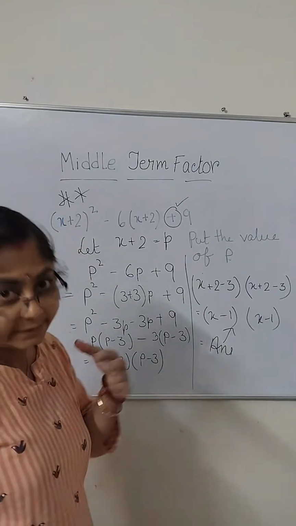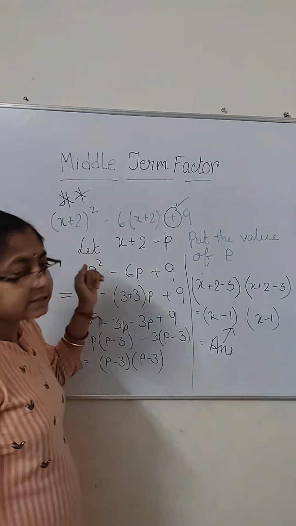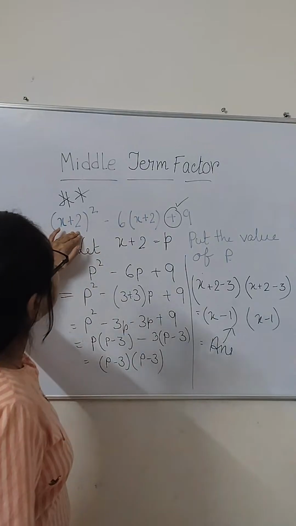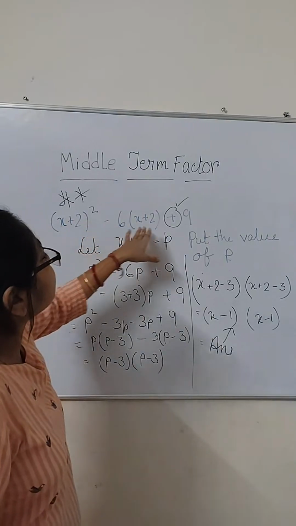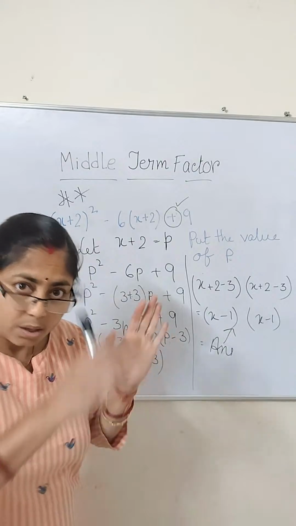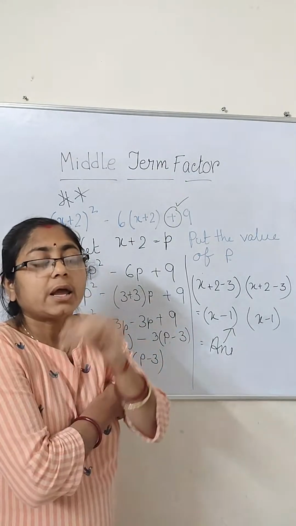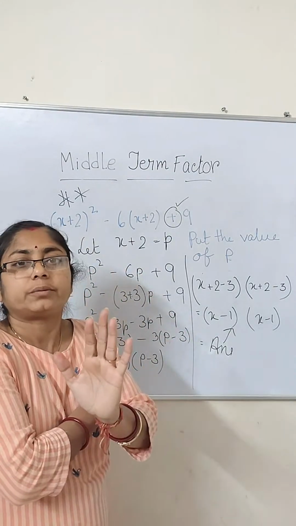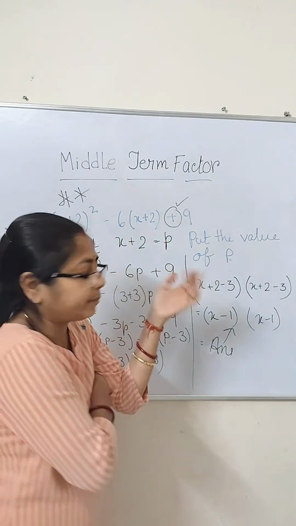One more time I tell the maths. It is quite different maths. Here that is (x plus 2) whole square minus 6(x plus 2) plus 9. Okay, first you check if it is a middle term factor or not. I do the math one more time and repeat it.